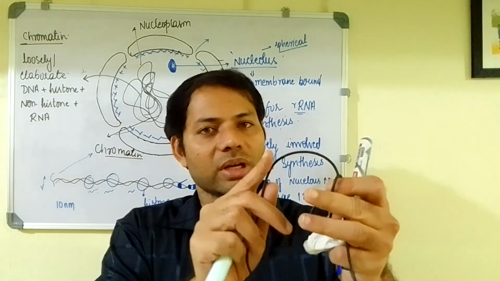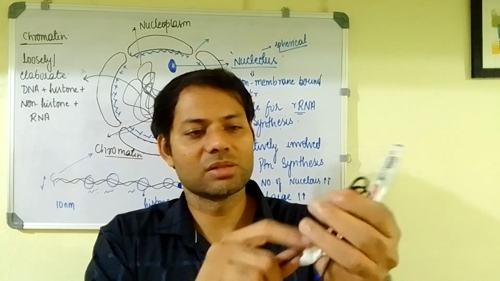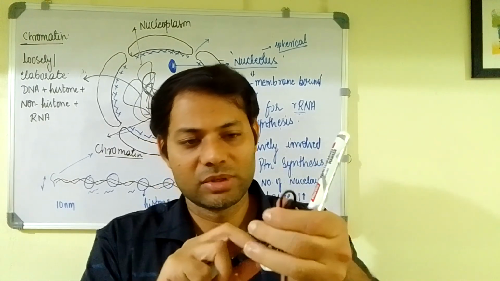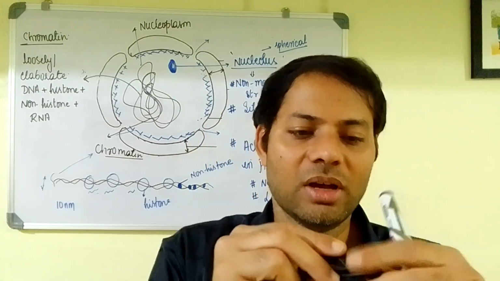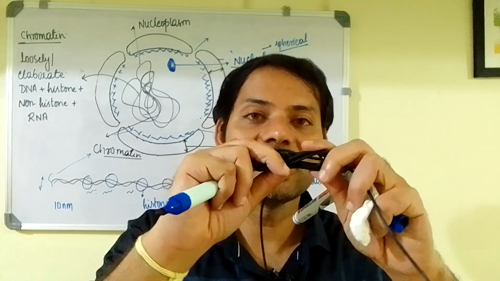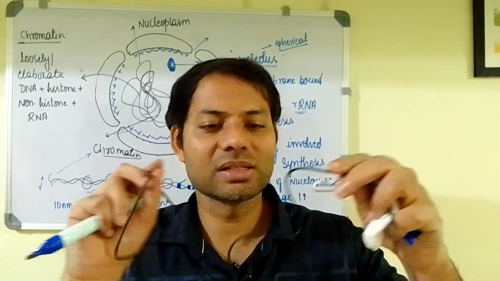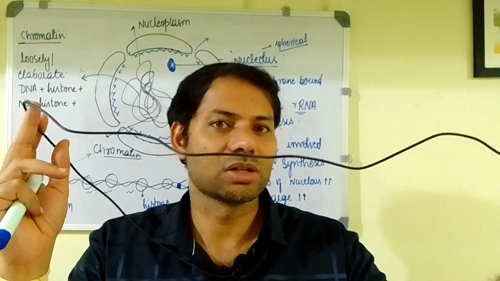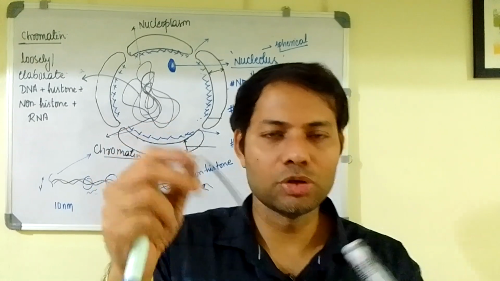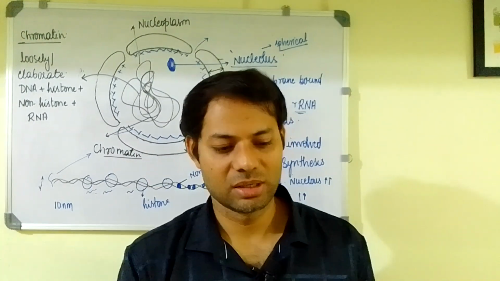Now what I'm actually doing is I'm condensing it. You can see this thread or wire that I have, I'm condensing this wire. Now you see when I've condensed it, its thickness has increased. It is easy to pack when I condense it, correct? So this structure is the chromatin structure, and the condensed form of the same chromatin uses some proteins to pack it within the small nucleus.